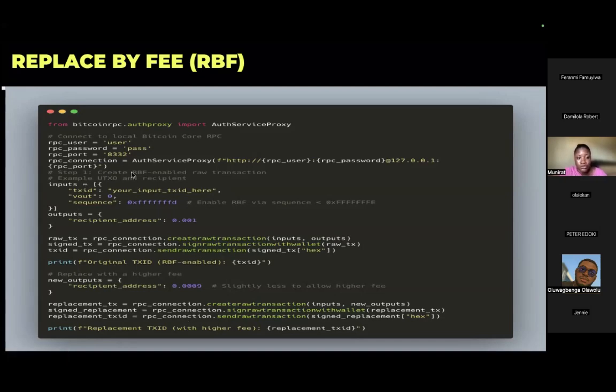Something like this: at this part, you are connecting to the Bitcoin node, and then you are creating your input, your transaction ID, and then this particular sequence is what is being checked to know if RBF is enabled. RBF is replace-by-fee. It just helps to bump up the fee, and then your output. Then you create your transaction, you sign it, and then you send it.